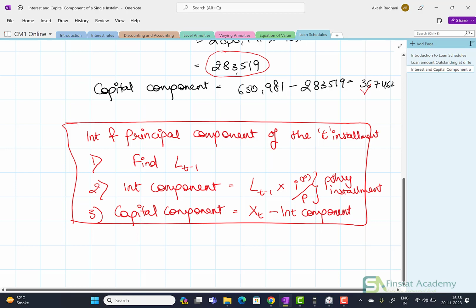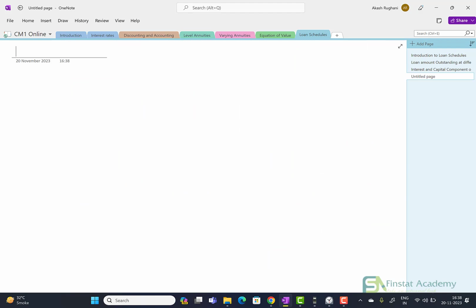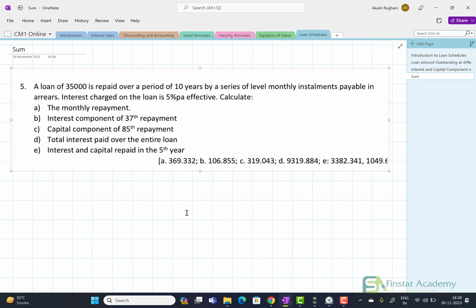Cool. Let's look at a sum, and I'll look at a pthly sum so that we get a good practice of it. Cool, guys. This is your fifth sum of your assignment. A loan of 35,000 is to be repaid over 10 years by a series of level monthly installments payable in arrears. Interest rate is 5% per annum. Calculate the monthly repayment, the interest component of the 37th, the capital component of the 85th. These two we haven't done. These are multiple installments which we haven't done till now. So I'll just focus on A, B, C.